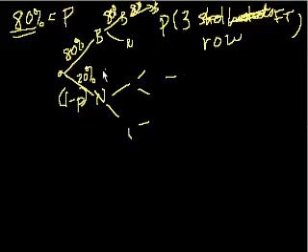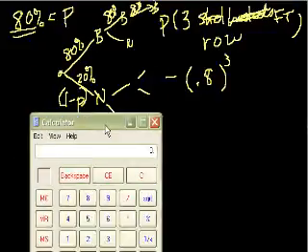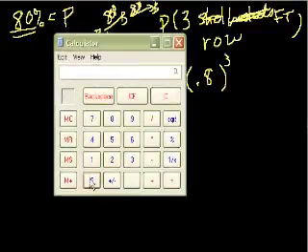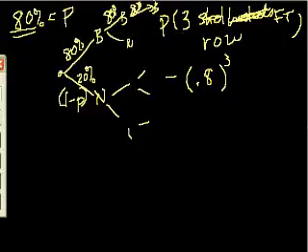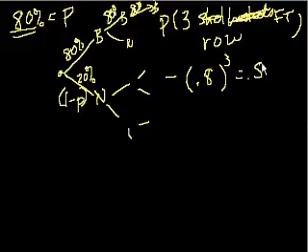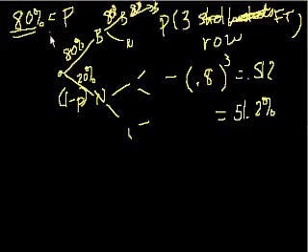So then, 80% is the same thing as 0.8. So we get 0.8 to the 3rd power. And I don't know, what is that? Let me see. 0.8 times 0.8 times 0.8 is equal to 0.512, which is equal to 51.2%. So I have slightly better than even odds of making 3 free throws in a row, which is pretty good.